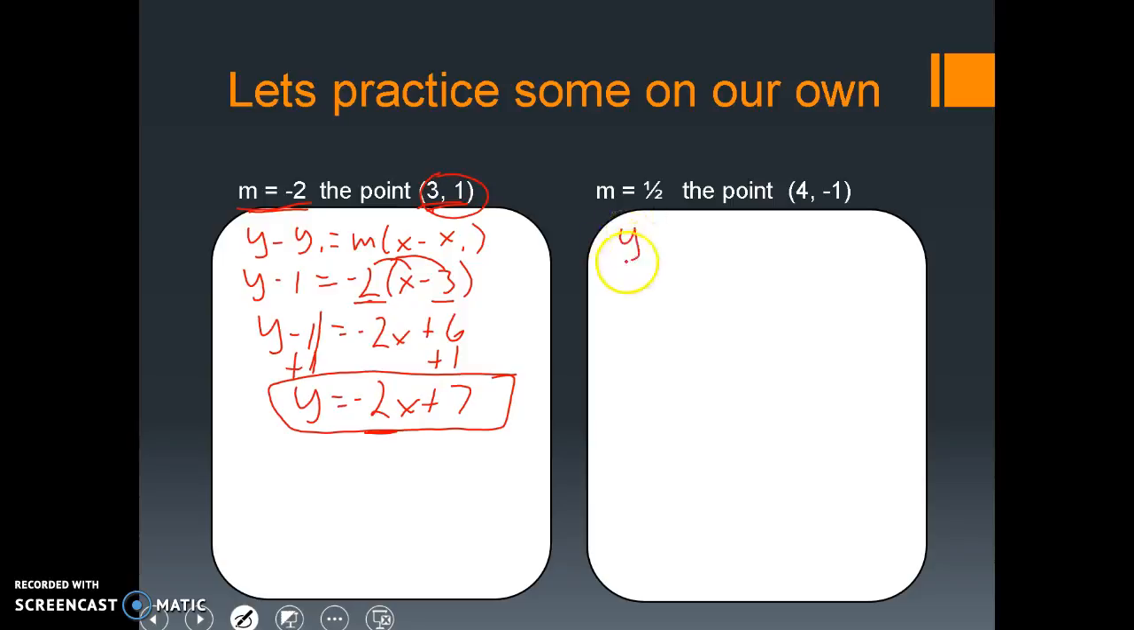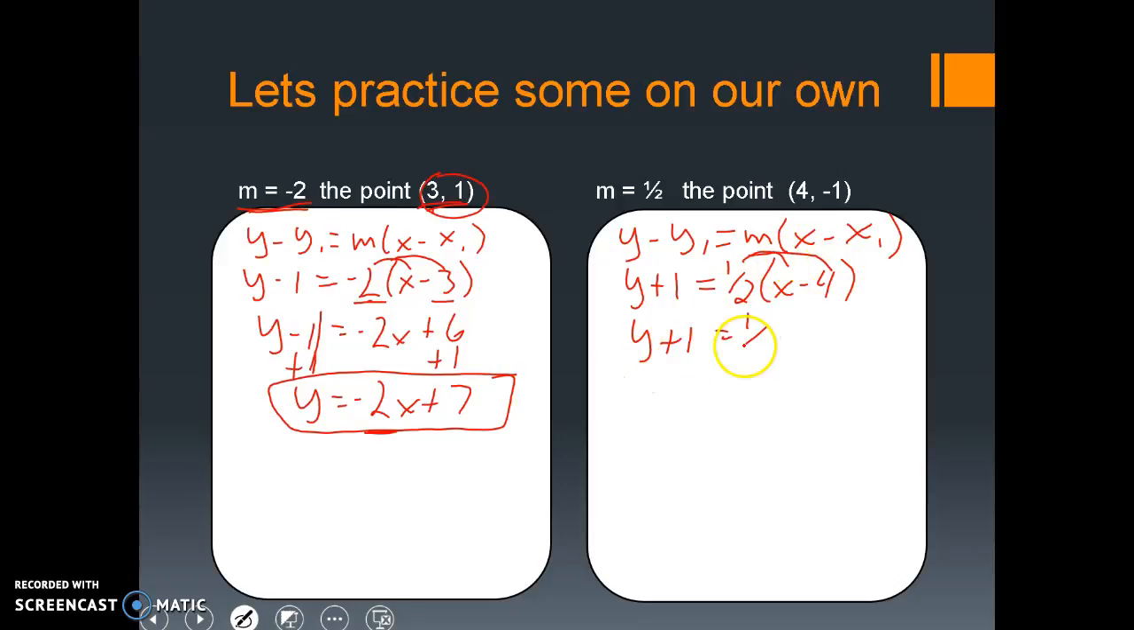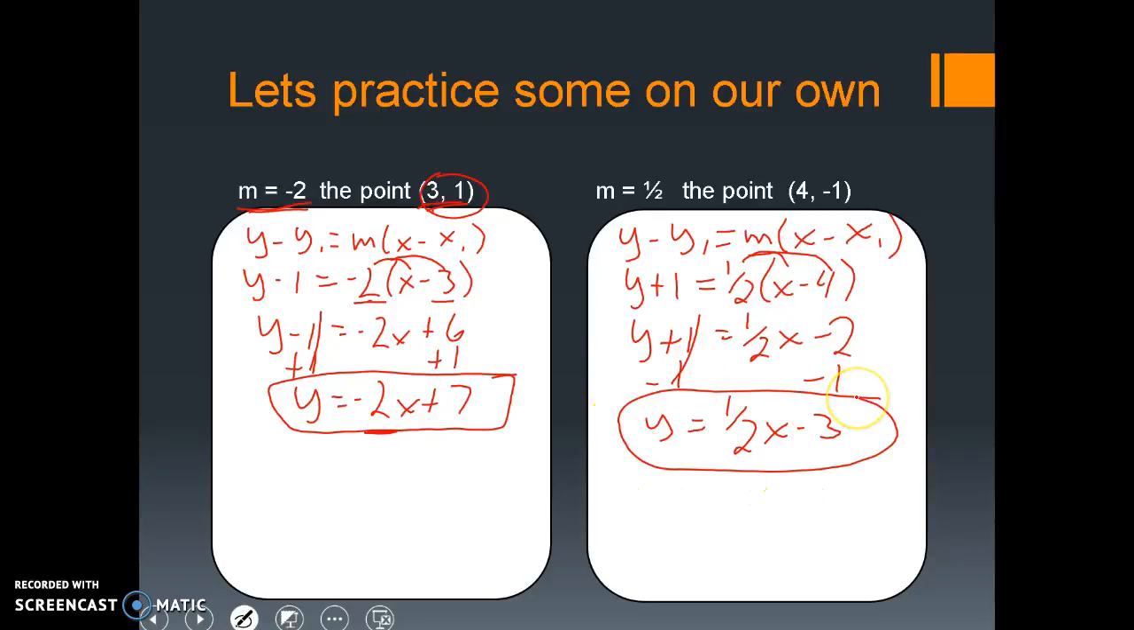So I'm going to start with y minus y1 equals the slope times x minus x1. So I'm going to have y minus my y value. Y minus negative 1 is the same thing as y plus 1. That equals the slope, which is a half, times x minus 4. And so we're going to have y plus 1 equals, if I use the distributive property, 1/2 x minus 2. 1/2 times negative 4 is negative 2. And then if I subtract 1 from both sides, I'll have y equals 1/2 x minus 3. And that is my equation in slope-intercept form.